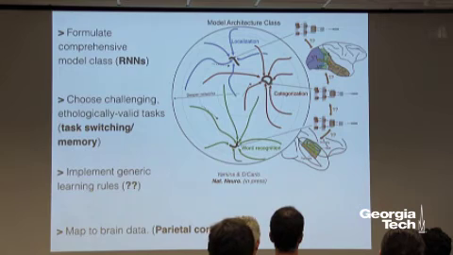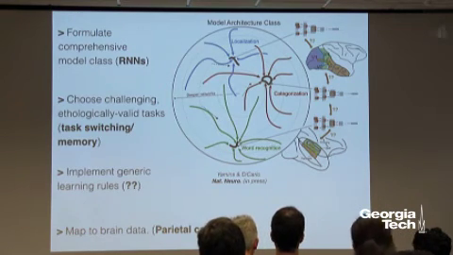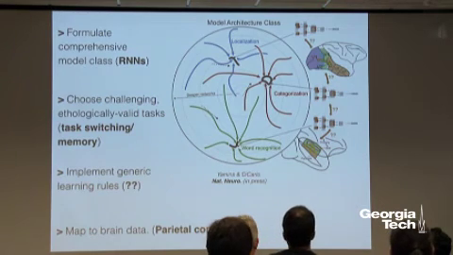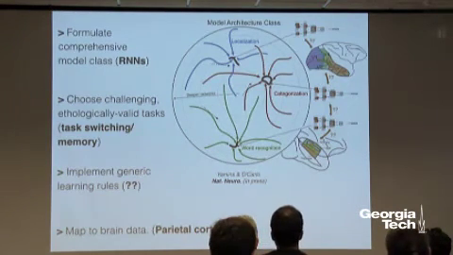But of course, I'm really interested in things beyond this domain. So, instead of CNNs, just looking at recurrent networks, instead of categorization, looking at task switching, and ideally somebody would hand me a better, more biologically realistic learning rule than strict backpropagation.